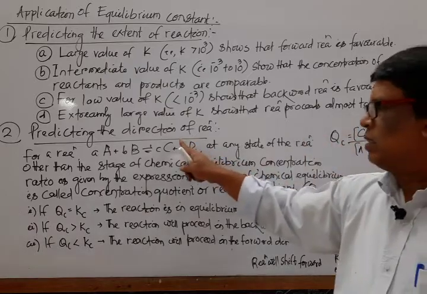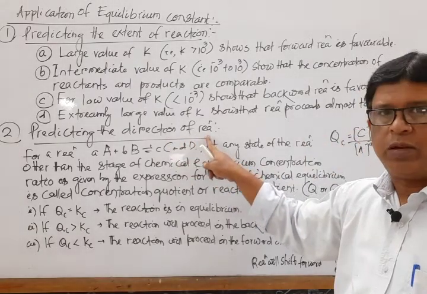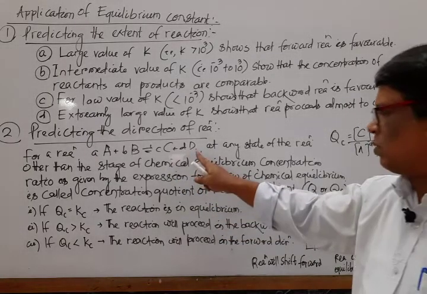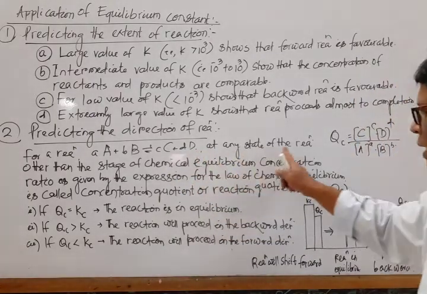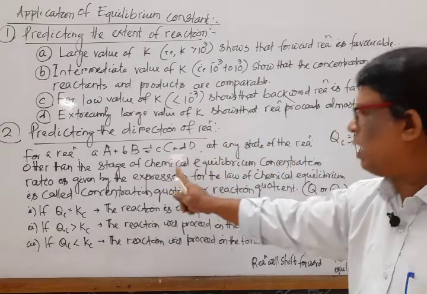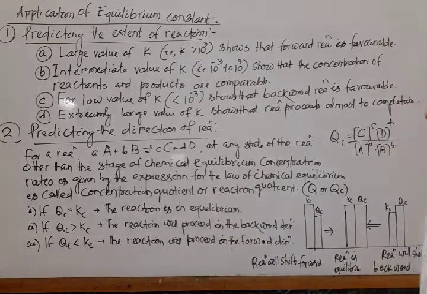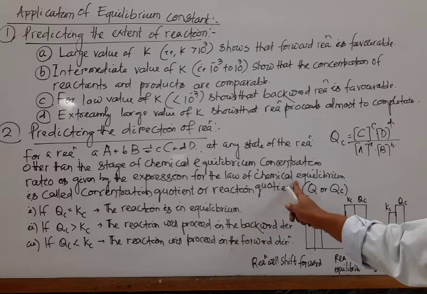Next one, the second application, predicting the direction of the reaction. Let us consider a hypothetical reaction aA plus bB gives rise to cC plus dD at any instant of the reaction other than the state of chemical equilibrium. If the concentration ratio is given by the expression of the law of chemical equilibrium.